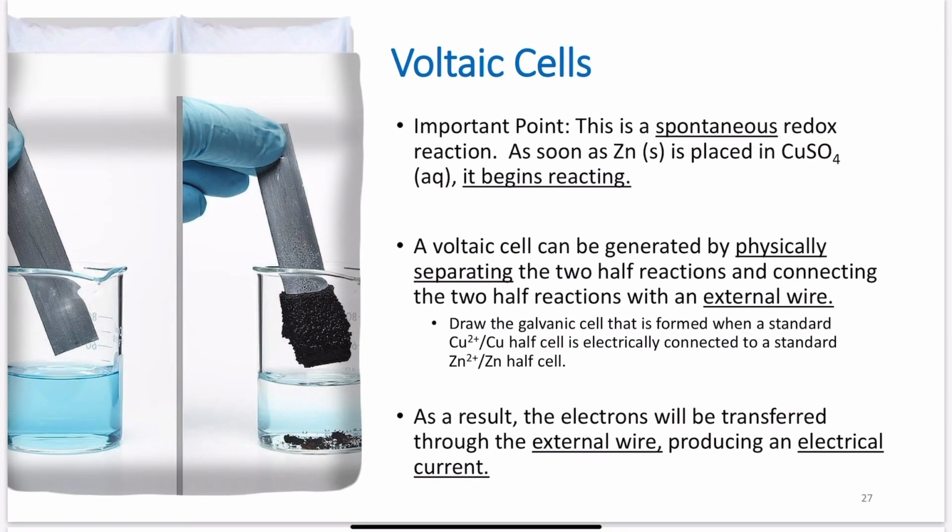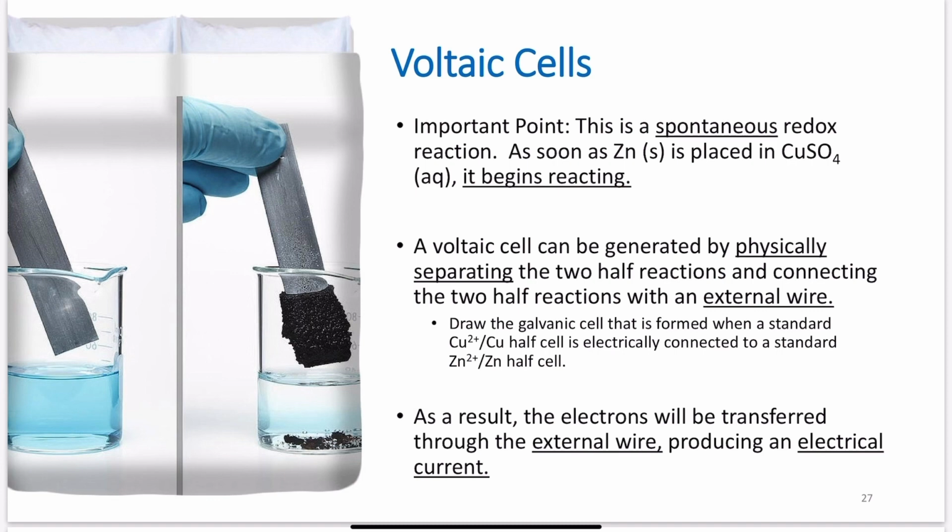So one thing I really want to re-emphasize about voltaic cells is that this is a spontaneous reaction, meaning that it's going to happen without any outside source, any outside assistance. It's just going to happen the moment the chemicals are mixed. In the example we just looked at, which is pictured here as well, as soon as that strip of zinc is placed into the copper sulfate solution, it begins reacting.